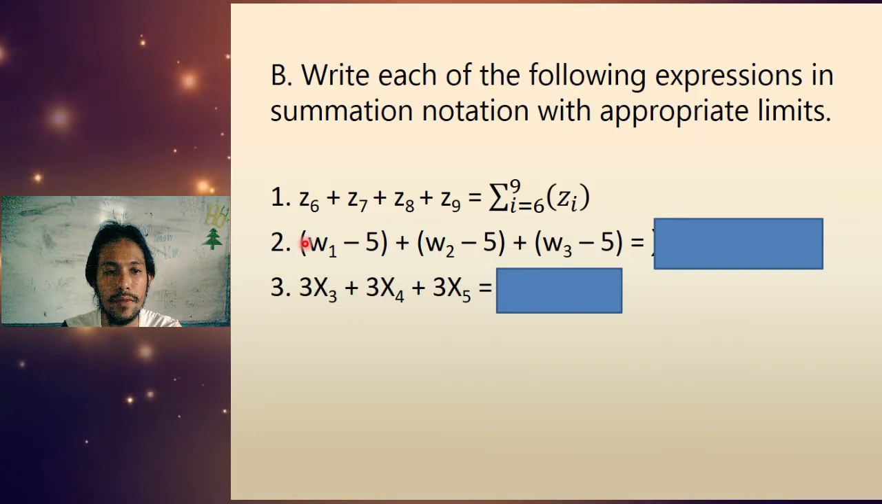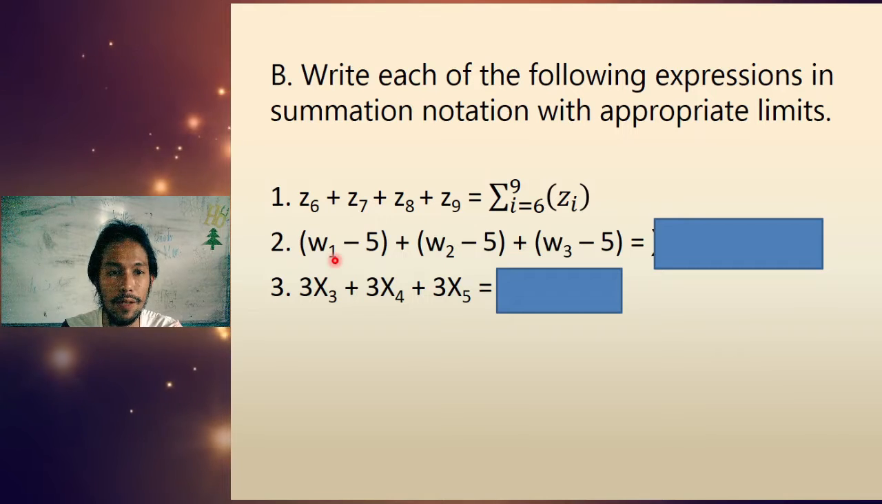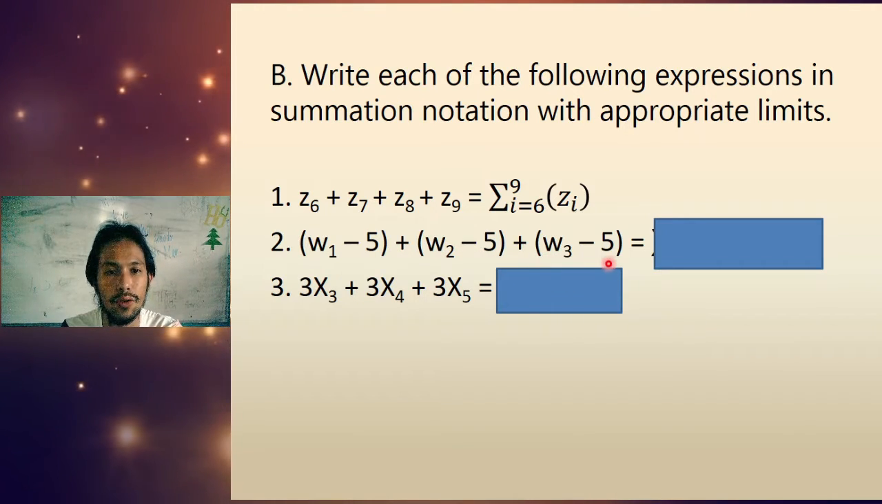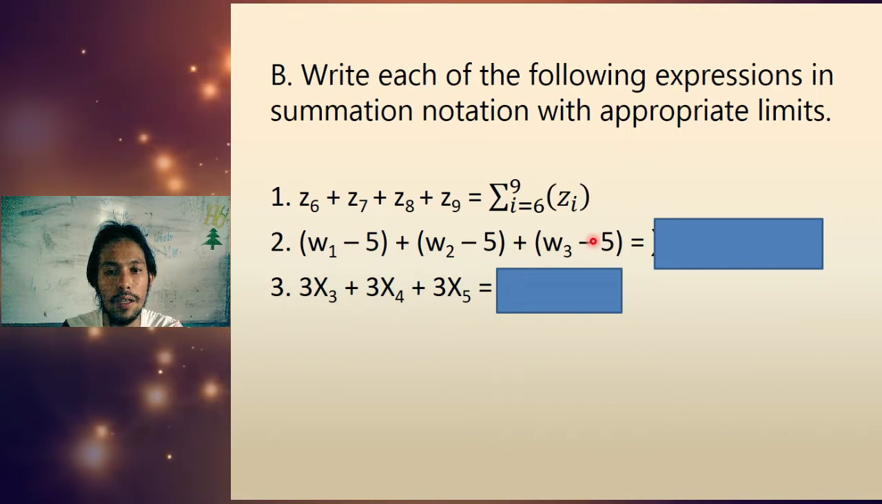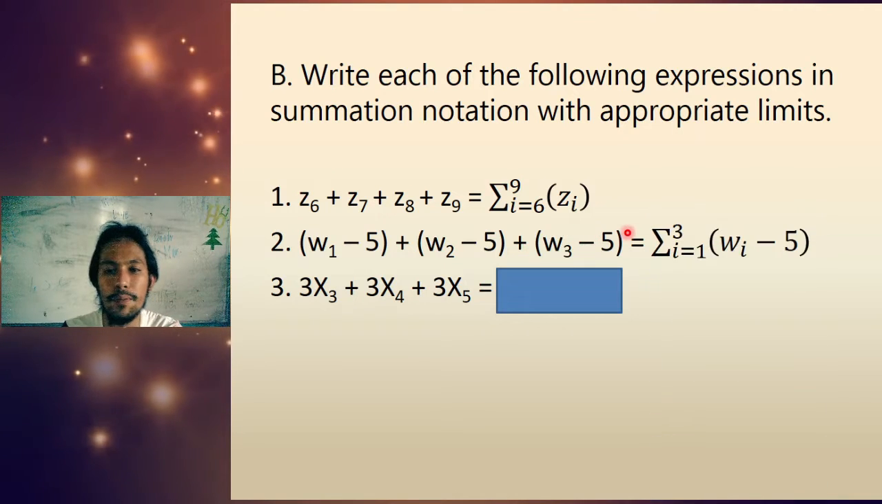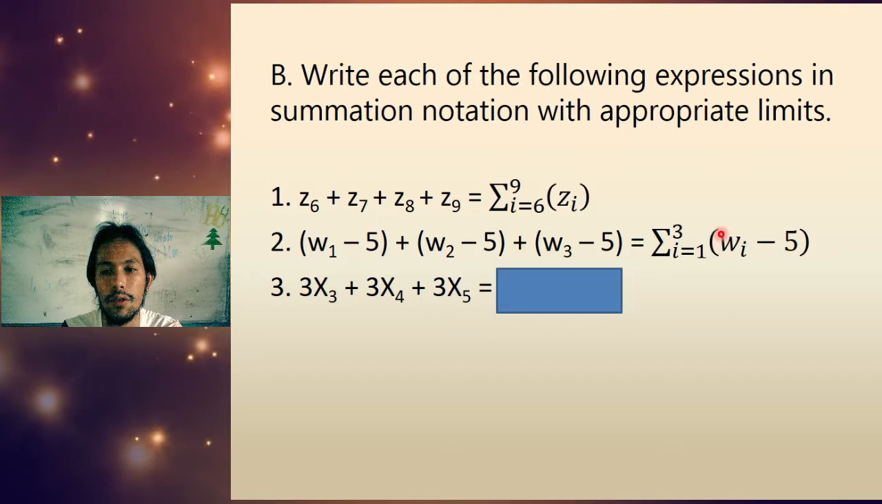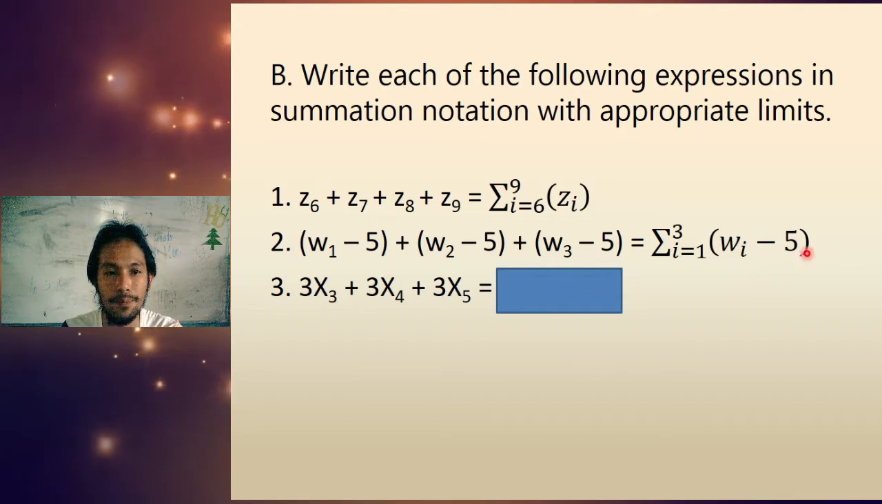Dayon, number 2, y sub 1 minus 5 plus y sub 2 minus 5 plus y sub 3 minus 5. So, i-write nato siya in summation, ang lower limit is 1, ang upper limit kay 3. So, mahimo na siyang summation of y sub i minus 5.